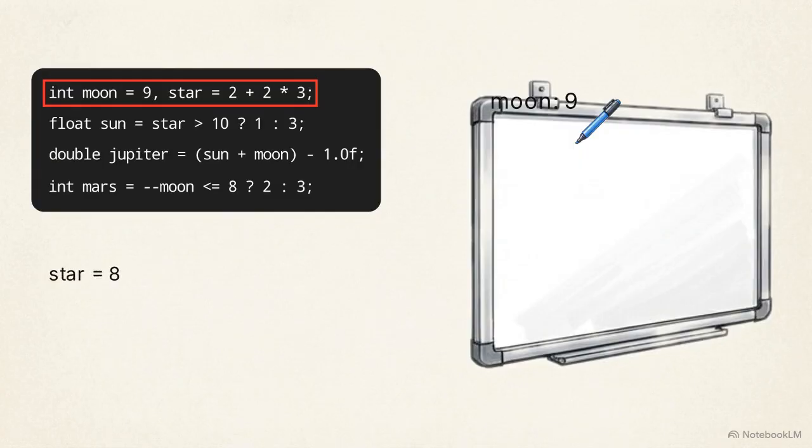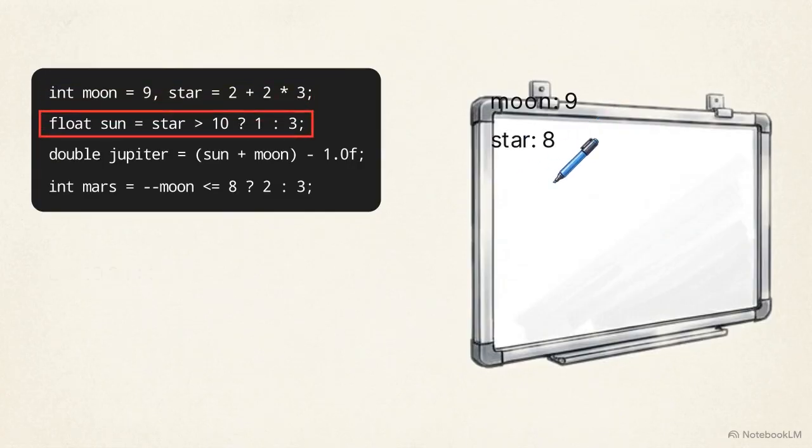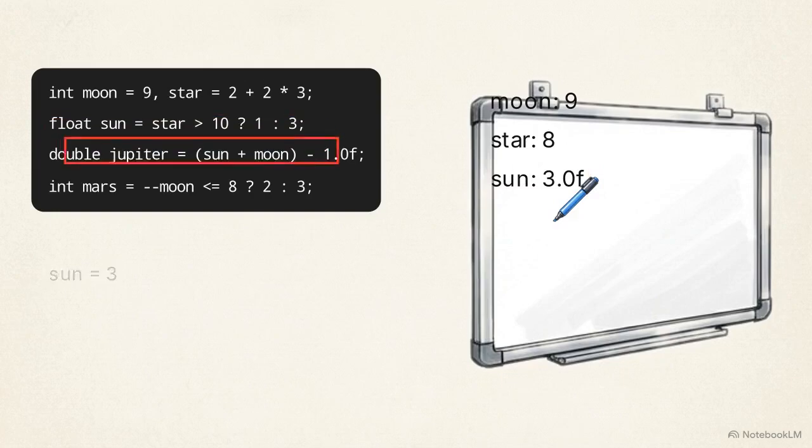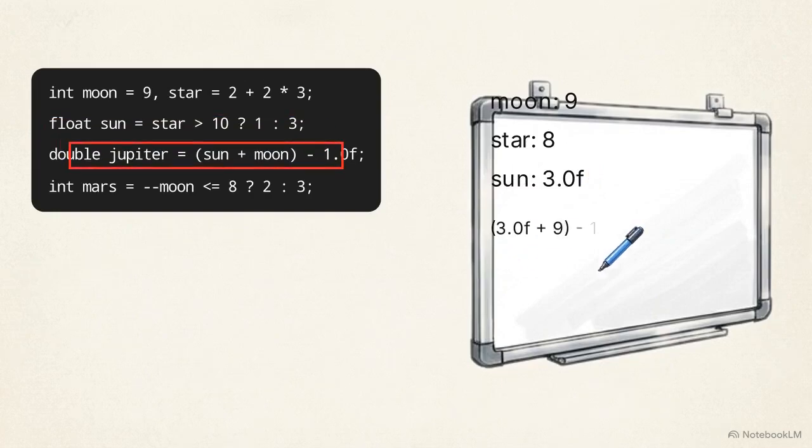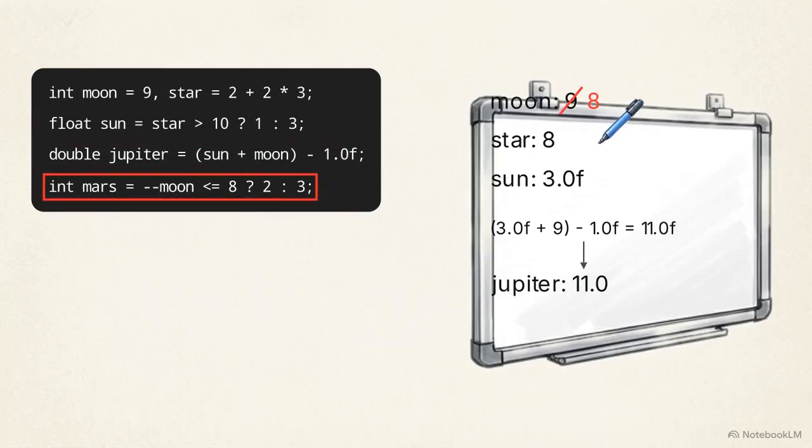Star equals exactly 8. In the next line, the ternary operator evaluates star greater than 10 as false, targeting the integer 3. That integer 3 is assigned to sun, which is declared as a float. The compiler implicitly promotes that value to 3.0f. This implicit promotion cascades into the calculation for Jupiter. We calculate 3.0f plus 9 minus 1.0f, yielding 11.0f. Assigning that to a double variable forces another implicit promotion, landing at 11.0.